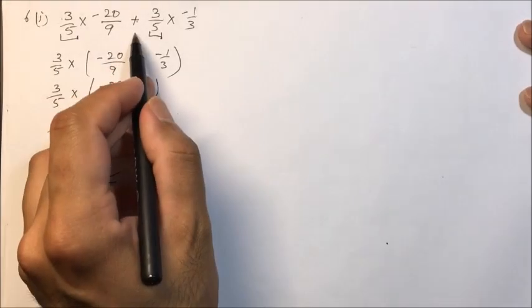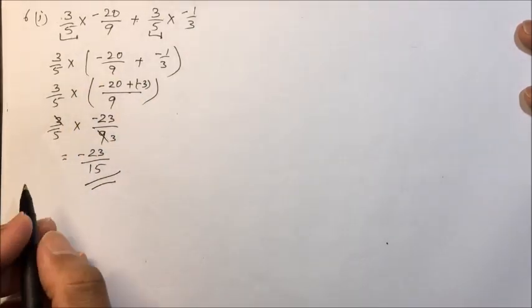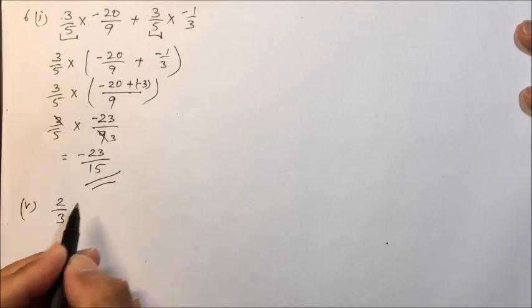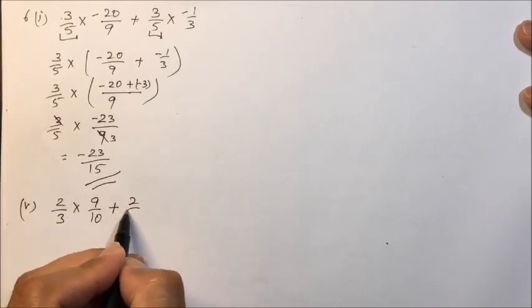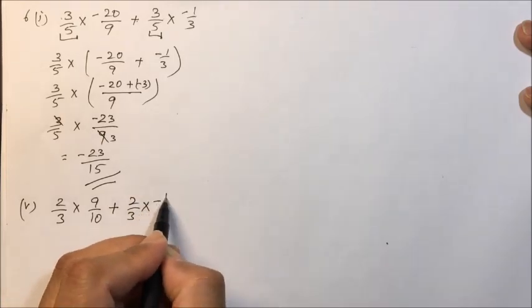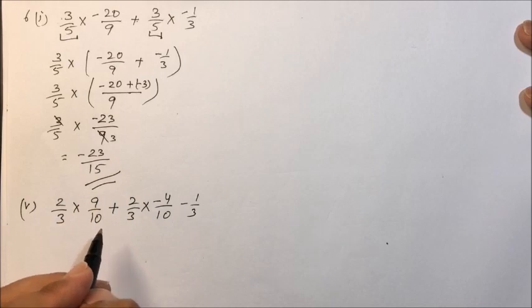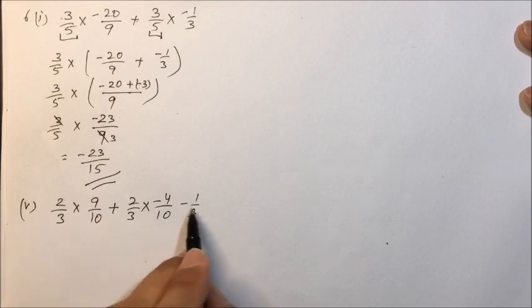So we have used the distributive property to solve it. Now the fifth one I will be taking. Fifth: 2 by 3 into 9 upon 10 plus 2 upon 3 into minus 4 upon 10 minus 1 by 3. As it is mentioned in the question that we have to make use of distributive property, so we have to apply distributive property here to solve it.